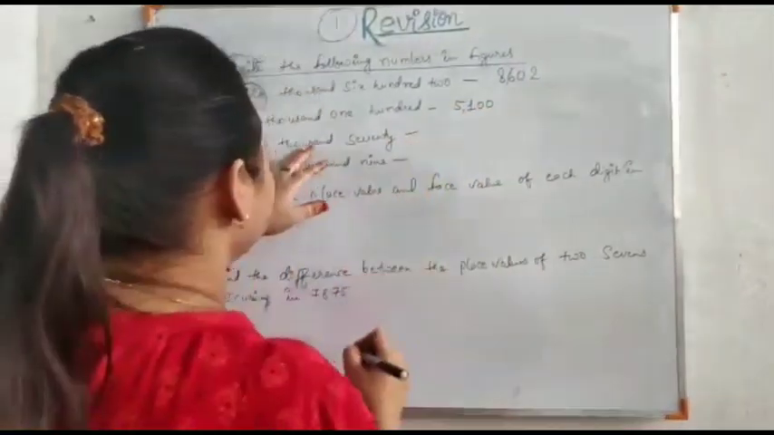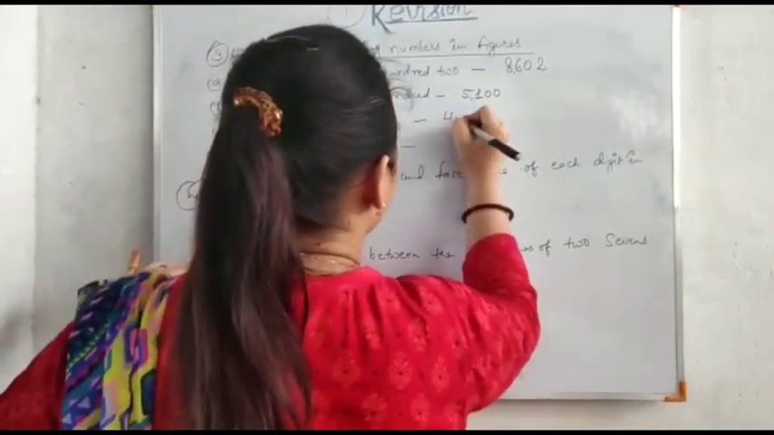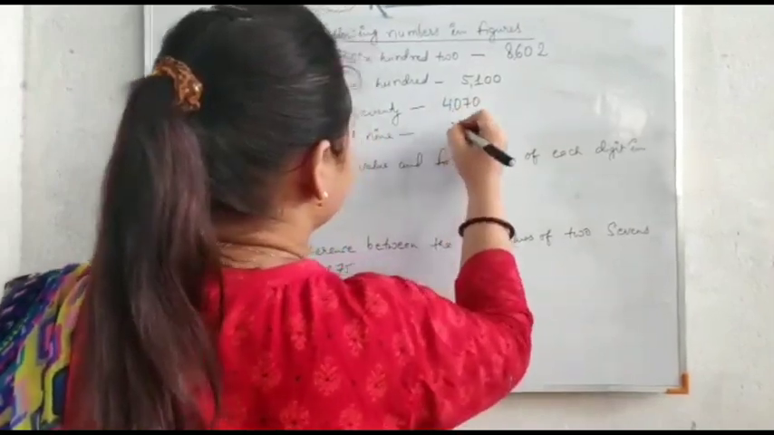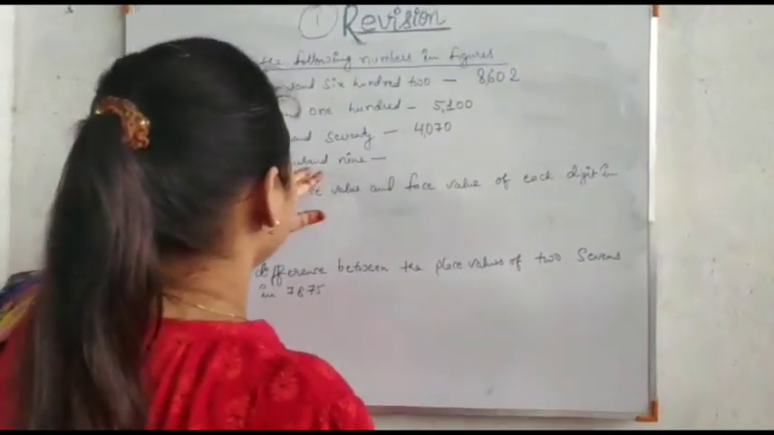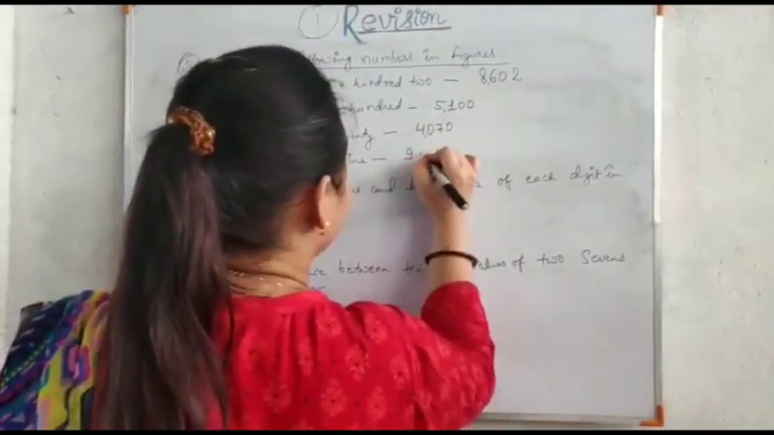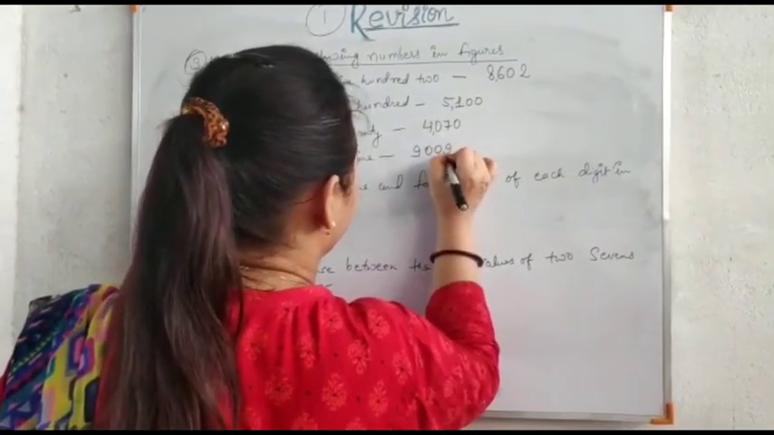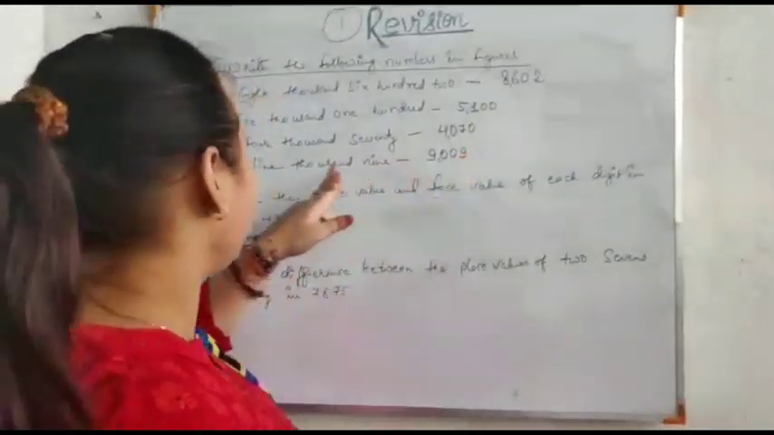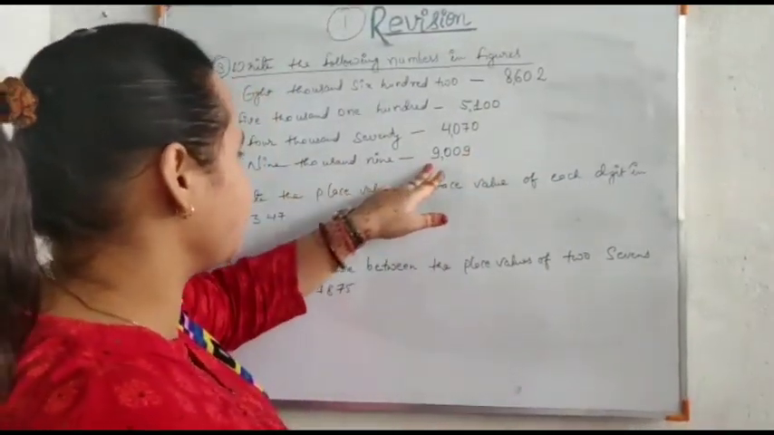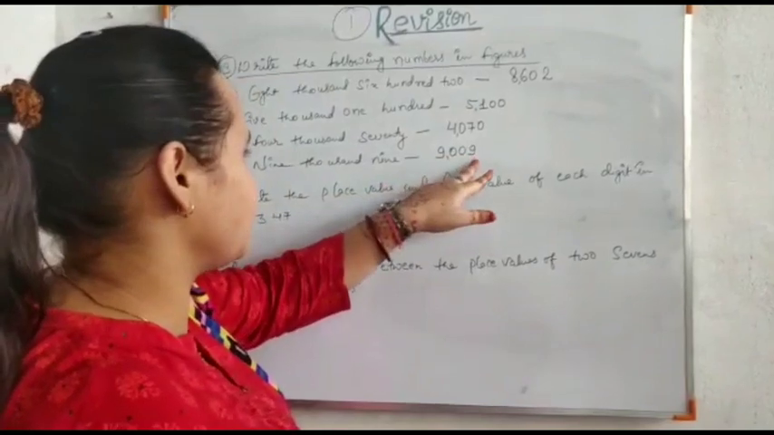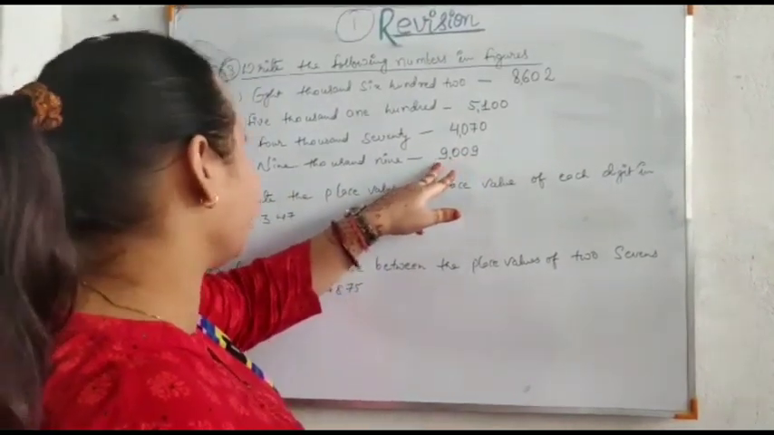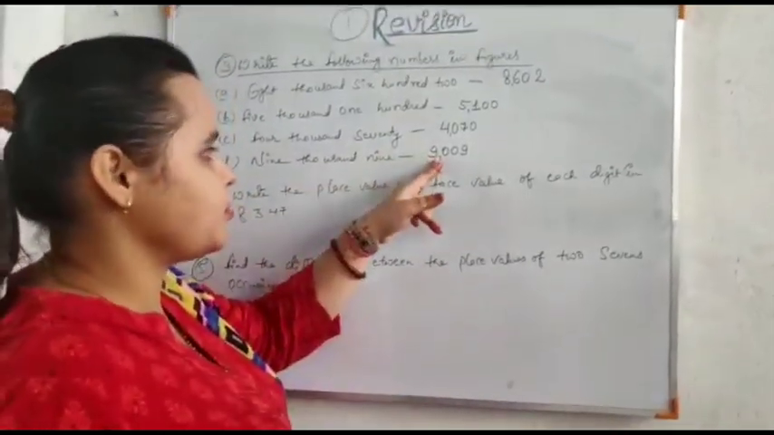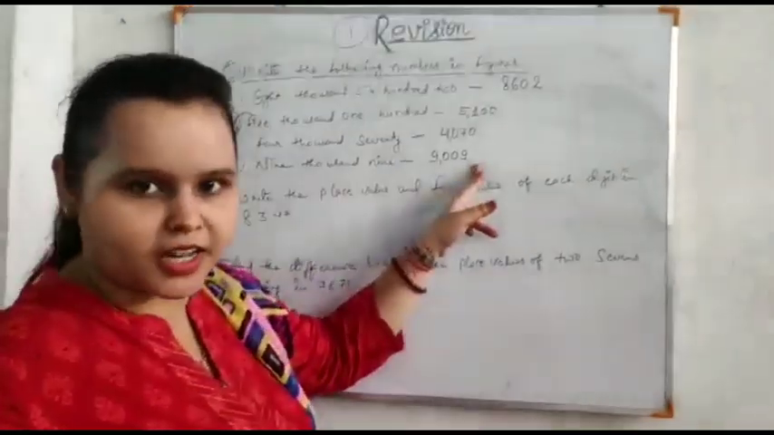Third one is 4,070. Next one is 9,009. We will check 9 in 1's place and the first 9 is in 1000 place. 1, 10s, 100, 1000. So we will write it 9,009.